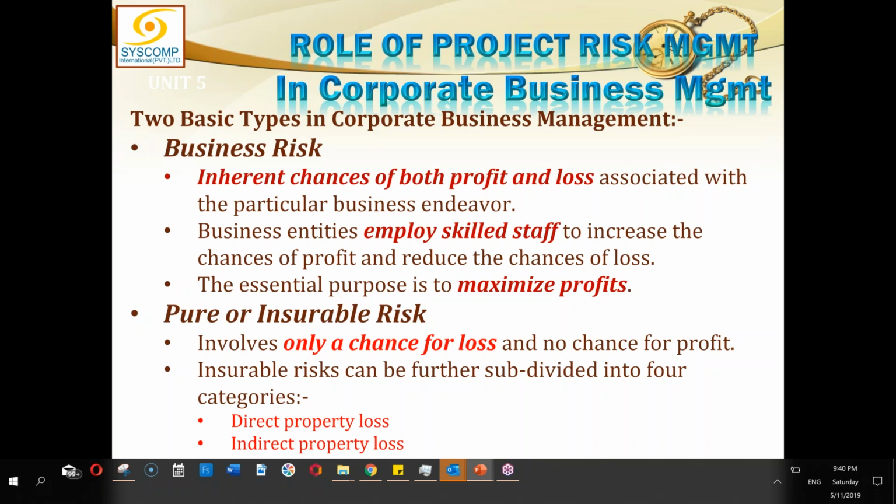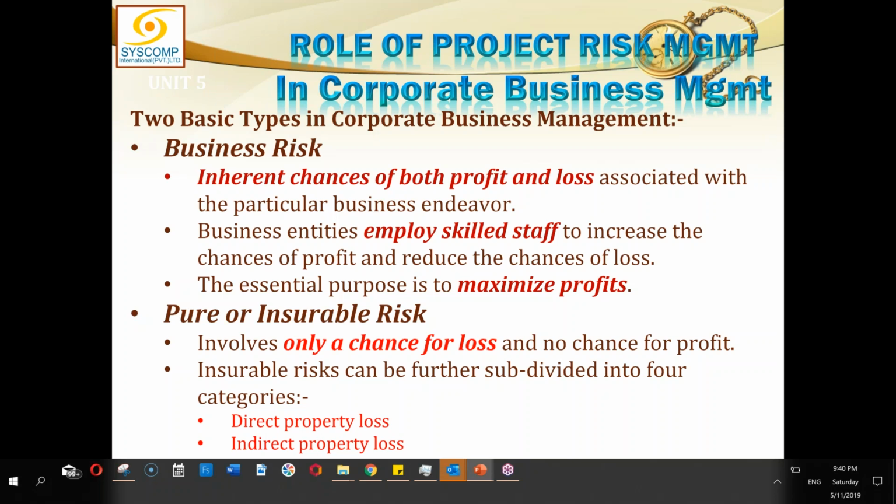The other kind of risk is a pure risk, which is also called insurable risk. Now this type of risk is always bad. It will always result in loss. It involves only a chance for loss and no chance for profit. So, insurable risk can be further subdivided into four categories. First of all, let us see what these risks are.